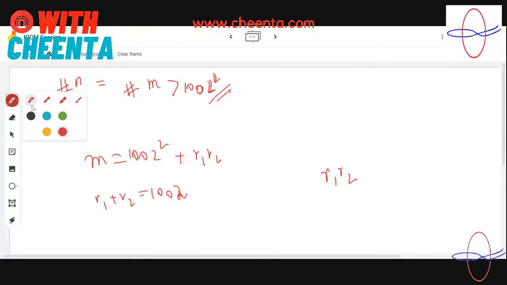So try to understand this. Tell me, how do you get an upper bound from this? It's very easy, guys. How will you get an upper bound of R1 R2 from R1 plus R2? This is a famous inequality, guys. Think about it. So we have to find an upper bound of M, right? M has a lower bound, that is 1002 whole square. Now we need an upper bound.